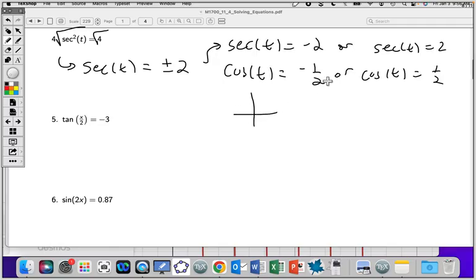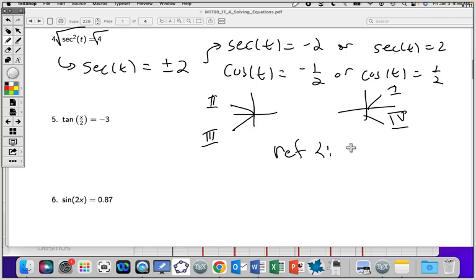Here I'm looking for solutions where cosine is negative, so that'd be in quadrant 2 and quadrant 3. Here I'm looking for solutions where cosine is positive, in quadrant 1 or quadrant 4. Both of these have the same reference angle, pi over 3. And so I know what these answers are going to be, because it's just cosine t. There's no coefficient in front of the t. There's no frequency to worry about here. So what are my answers?